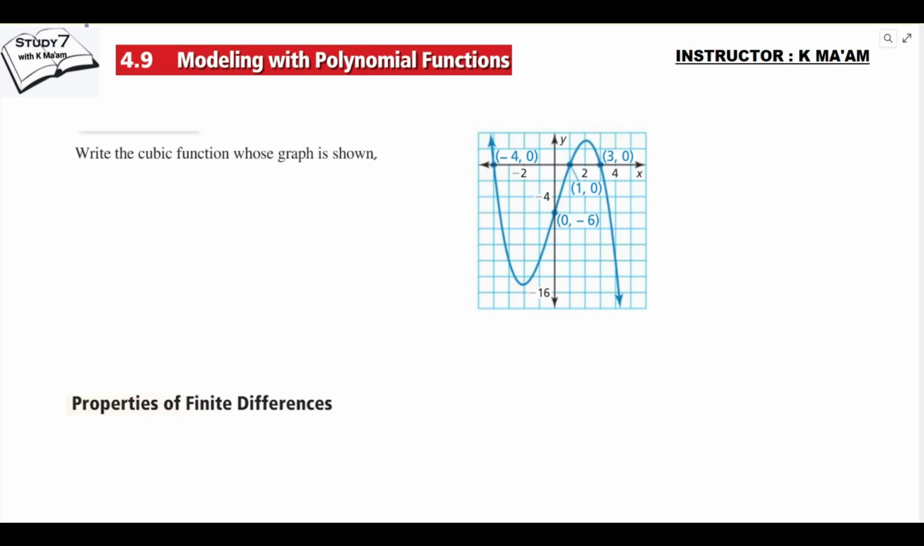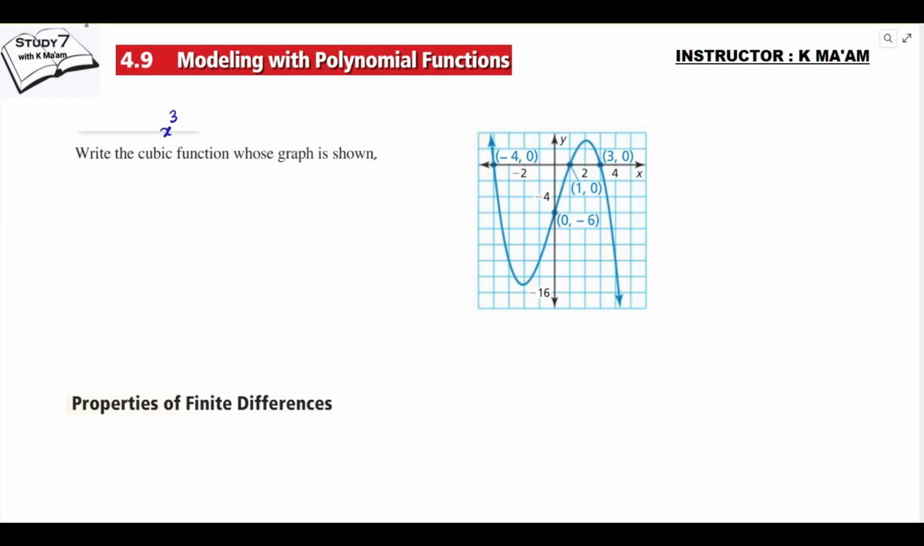Today we will start 4.9, modeling with polynomial functions. We have to find our functions or describe something in each case. The first is to write the cubic function. A cubic function means the maximum power should be x to the power 3. The maximum power will be 3. Whose graph is shown? The graph is given.